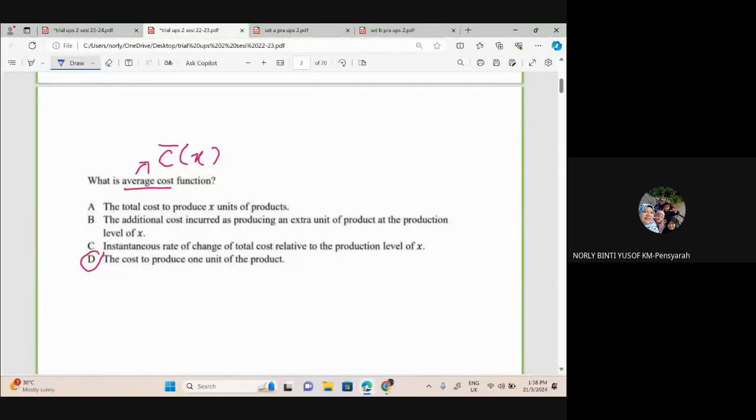Okay, and then sama, what is average cost function? Tadi dekat set trial kita, SEM ni, iaitu tahun ni, dia kira kan average cost. Ini dia tanya the concept of average cost function. Kita kena tahu jugalah kalau sekiranya dia tanya kan. So, total cost of X unit product, bukan. The original cost include producing an extra unit of product in the production of level X, pun bukan. Instantaneous rate of change total cost relative to the production level of X pun bukan. Tapi average cost tu adalah cost produce of one unit of the product. Sebab formula dia adalah C(X) over X. Tu maksud dia untuk average cost function. Itulah definition dia.